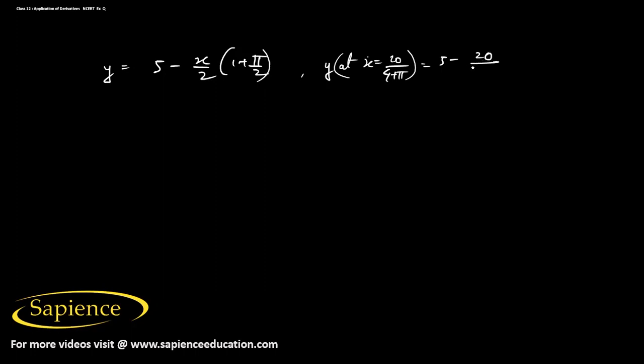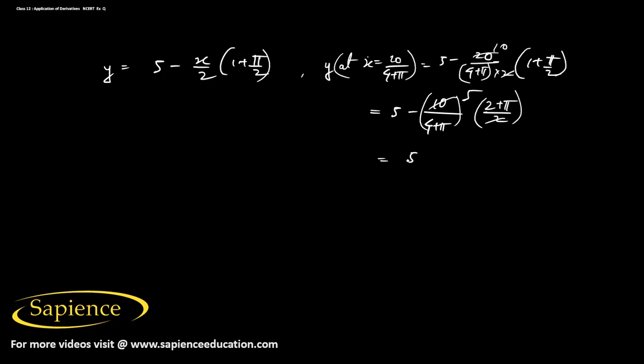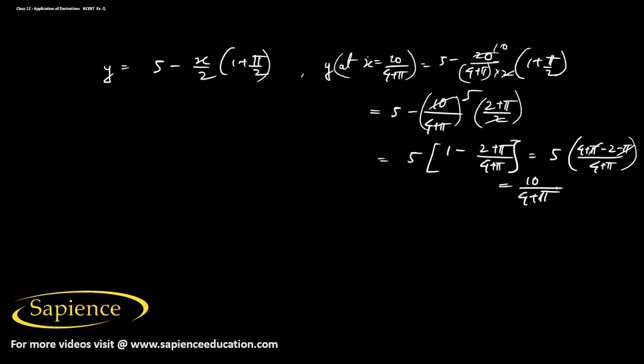So this is 5 minus (20 by (4 plus pi)) into 2, to (1 plus pi by 2). So that will be equal to 5 minus 10 by (4 plus pi) into (2 plus pi by 2). So 2 fives are 10. I can take 5 as common, and then I can write 1 minus (2 plus pi) by (4 plus pi). So this will be equal to 5 into (4 plus pi minus 2 minus pi) divided by (4 plus pi). So pi pi will cancel. So this is 2, 2 fives are 10, so this is 10 by (4 plus pi). So y is actually equal to x by 2, which is equal to 10 by (4 plus pi), and x is equal to 20 by (4 plus pi), when the window is having the maximum area.